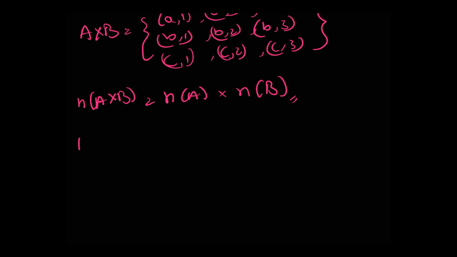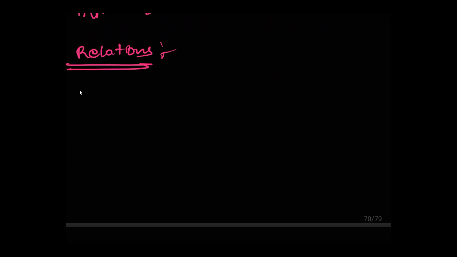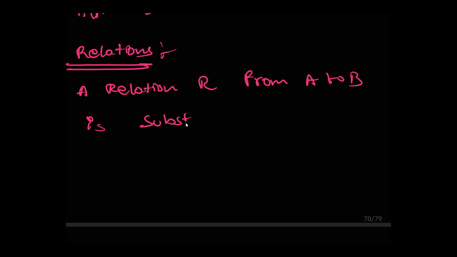Now let us talk about relations. What is a relation? The definition of relation is: a relation R from A to B is a subset of A cross B. We call it a relation from A to B, a subset of A cross B with some particular elements.